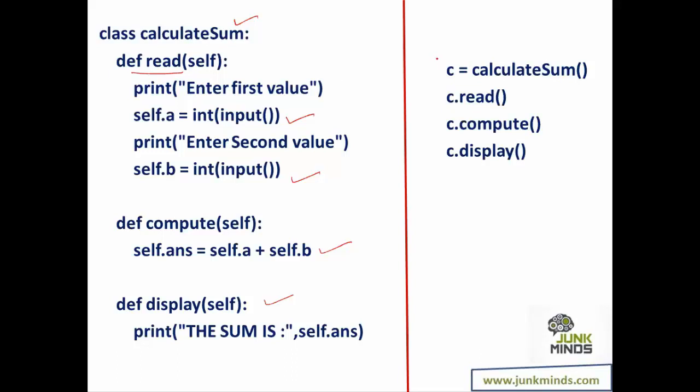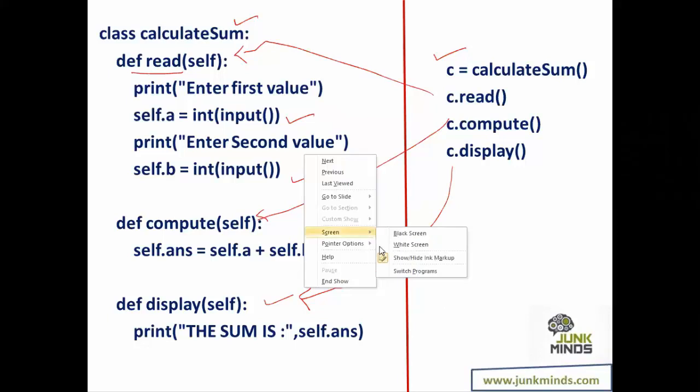Now C is equal to calculate sum. So C is an object of class calculate sum. C dot read, it will invoke this method and it will read the data. C dot compute, it will invoke this method and it will add the values. C dot display, it will invoke this method and it will display the result. ठीक है, स्ट्रेट फॉरवर्ड प्रोग्राम. एक क्लास है, उसके अंदर 3 मेथड्स हैं, वो क्लास का ऑब्जेक्ट बनाया और ये मेथड्स को कॉल किया.